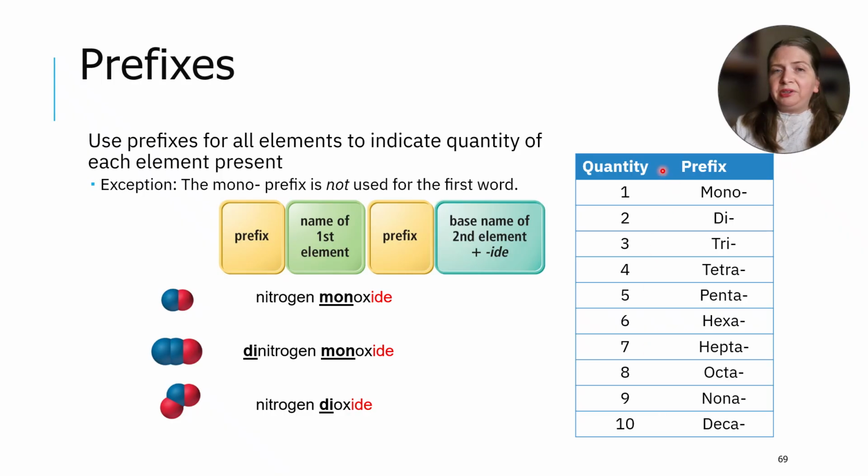The prefix mono is not used for the first element. All other prefixes are used for both elements. For example, the name nitrogen monoxide indicates that one nitrogen atom and one oxygen atom are present. The name dinitrogen monoxide indicates that two nitrogen atoms and one oxygen atom are present. A compound made out of one nitrogen atom and two oxygen atoms is named nitrogen dioxide.